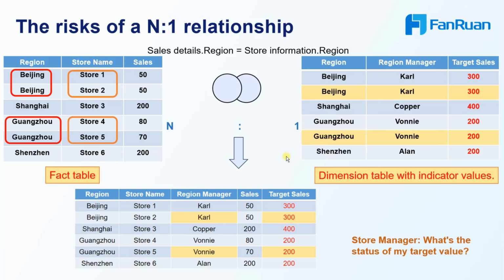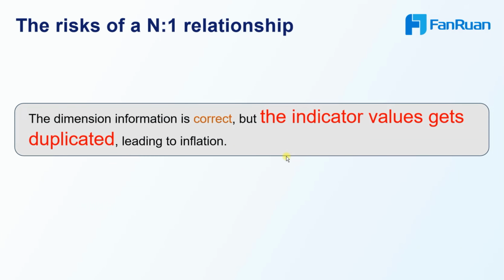If the table becomes more complex, the problem will become even more serious. From this, we conclude that the hidden risk comes from the dimension table, which is correct. But the indicator data in the fact table gets duplicated during the join, causing inflation and affecting the analysis.